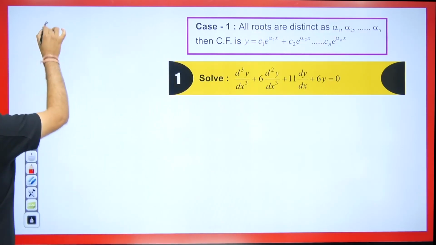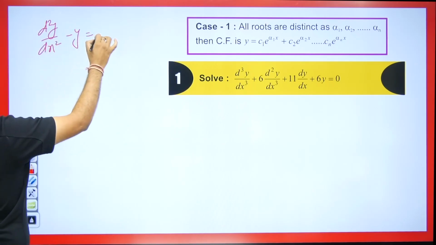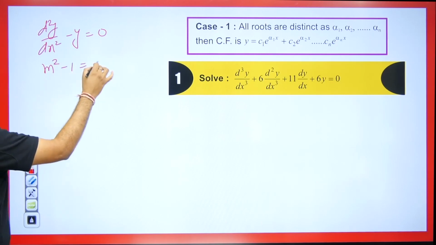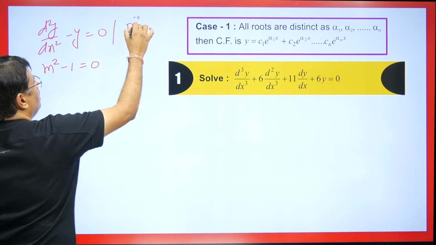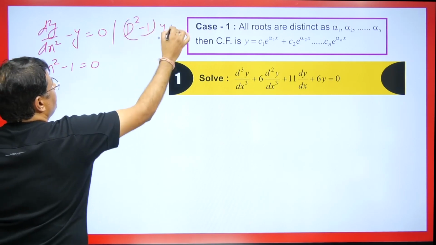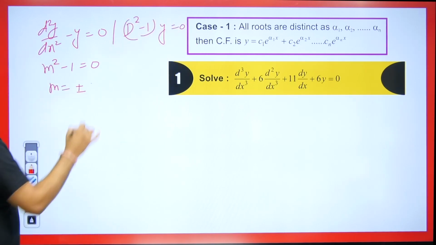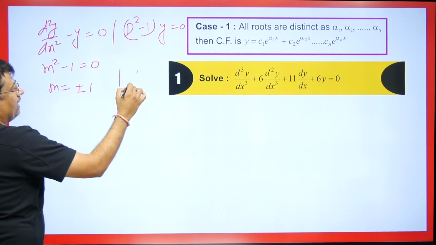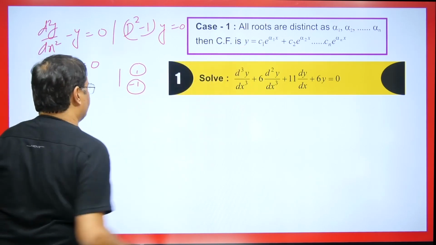Students, if we have this example here, d2y/dx2 minus y equals 0, we know the auxiliary equation will be m^2 minus 1. Wherever we have D in the symbolic form, we replace it with m. Now if we find the value of m, it is plus or minus 1. We get two roots: one is plus 1 and the other is minus 1. These are m1 and m2, which are alpha 1 and alpha 2.